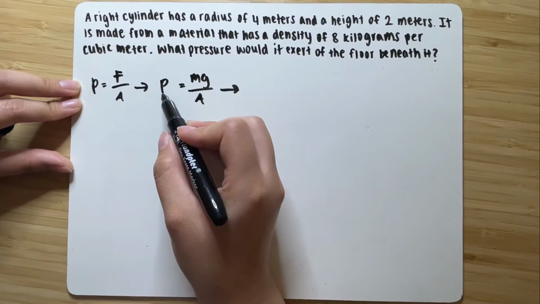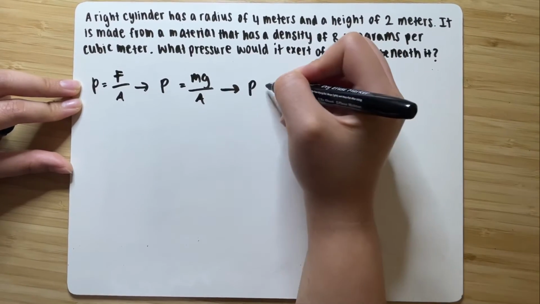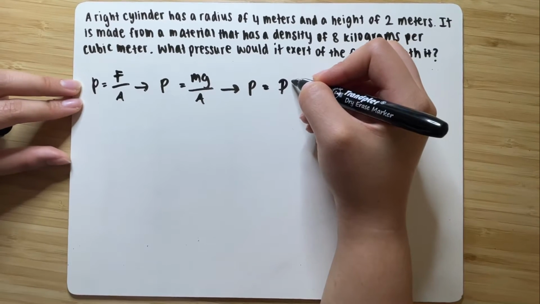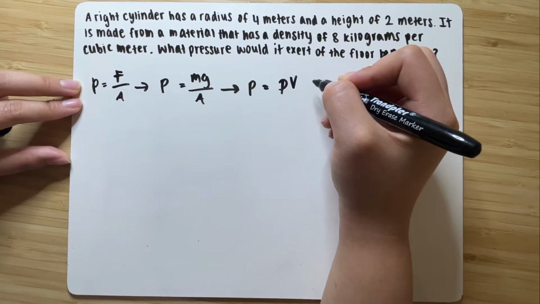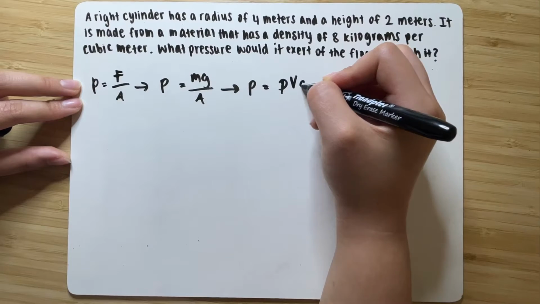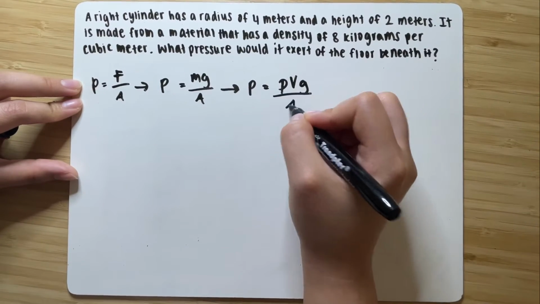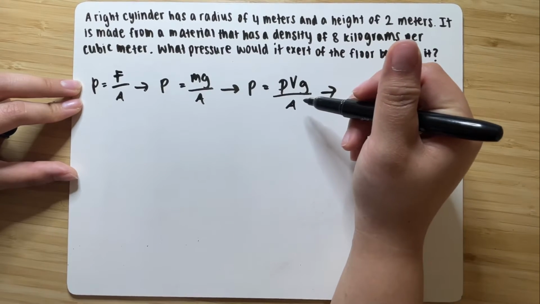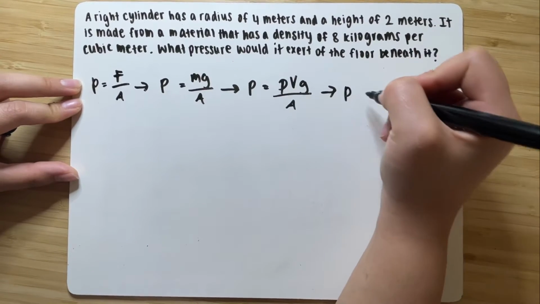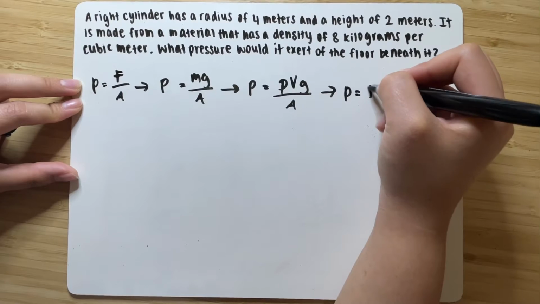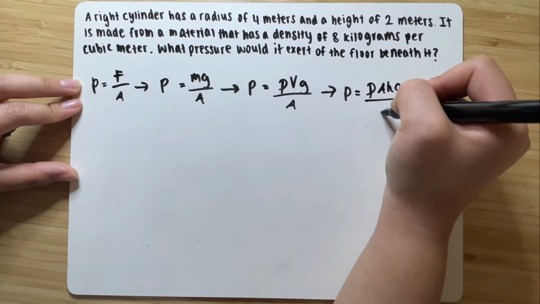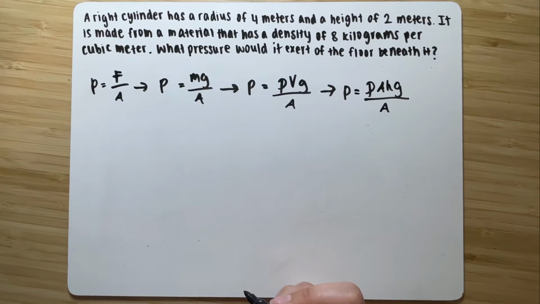But we can derive this formula again to be pressure equals density times volume times gravity over area, okay? But we can derive this equation again to be equal to pressure is equal to density times area times height times gravity over area. Cool? Cool. Okay.